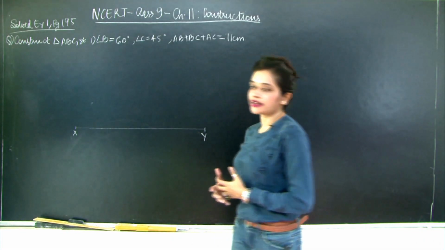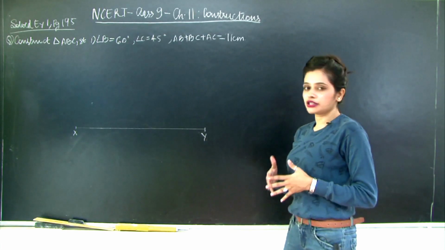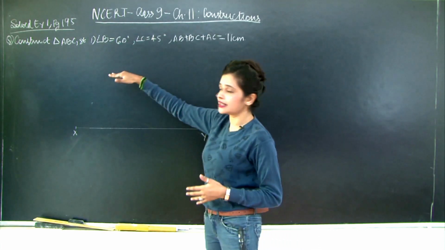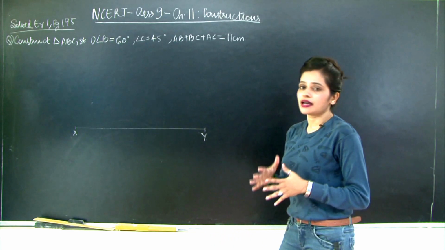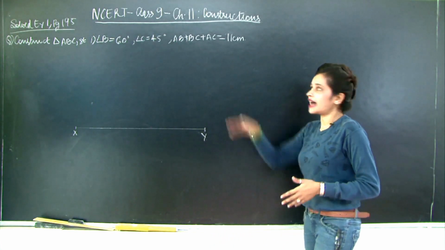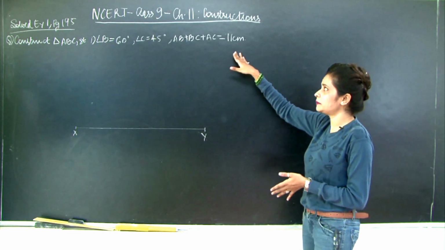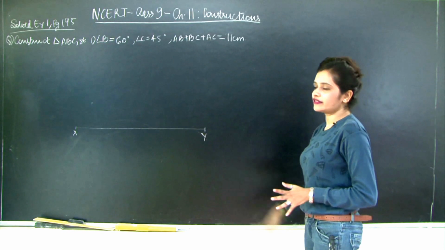We will take a look at the solved example on page 195 wherein you need to construct a triangle ABC such that angle B is 60 degrees, angle C is 45 degrees and the perimeter of the triangle, AB plus BC plus AC, is 11 centimeters.